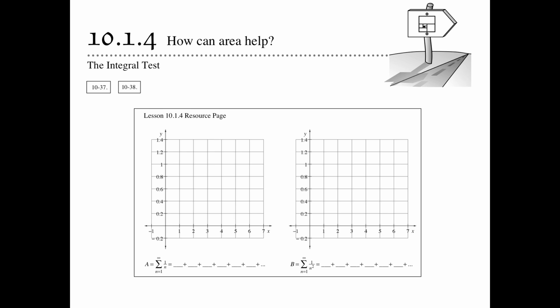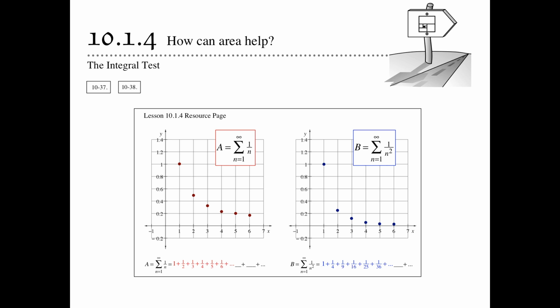Problems 10-37 and 10-38 both use resource page 10.1.4, so distribute one resource page to each student in your class. In these problems, we will examine the infinite series for 1 over n and 1 over n squared, which will be called Series A and Series B. First, your students will compare the graphs of these series with the graphs of their corresponding functions, 1 over x and 1 over x squared, noting that both series and both functions decrease, and that each function goes through all the terms of its corresponding series.